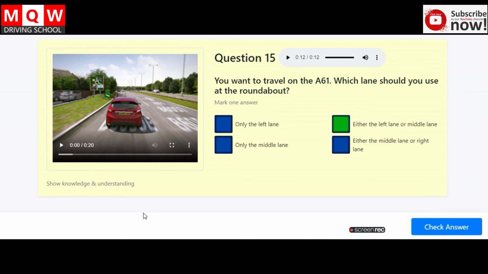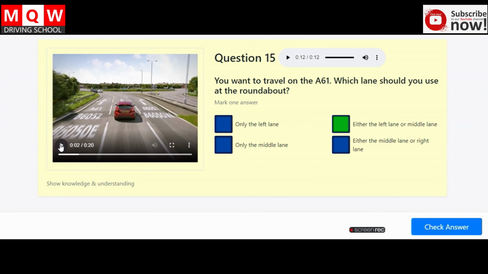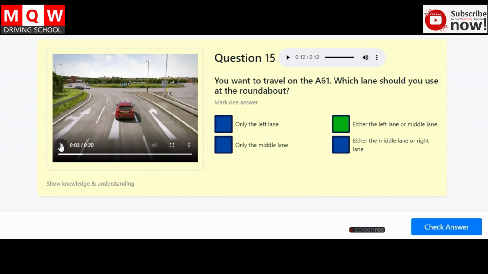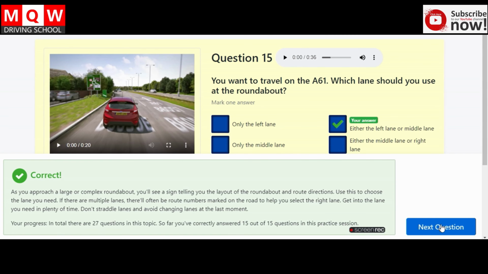If you need to watch it, you can just check again. So look again now. Left lane A61, middle lane A61. So both lanes are going straight to A61, so you can take any one of them. And that's your answer.